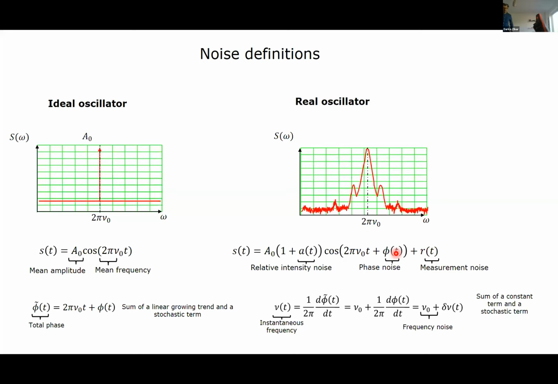Sorry for the break. So basically, what you also have is a measurement noise. If we plot the spectrum of the output of a real oscillator, we see that we have this broadening of the line, and then we have this noise floor here. And this noise floor is due to the measurement noise. And the instantaneous frequency is the derivative of the total phase, but the problem is that we have a contribution here from the measurement noise.